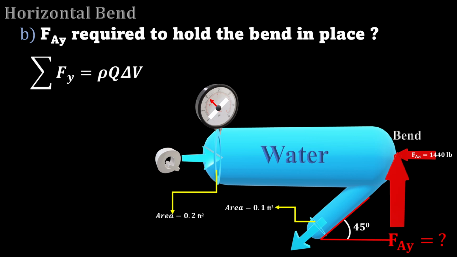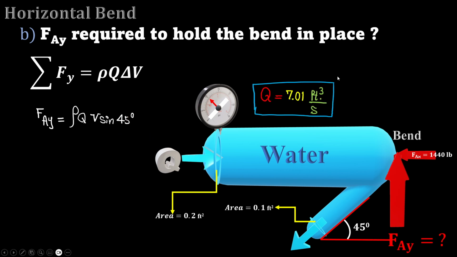So just flip the arrow. The summation of forces in the y direction is equal to rho Q delta V, but this time in the vertical direction. If you jot down the equation for that part, F sub Ay, because that's the only force applied, equals density times discharge times the only velocity in the y direction, V2 sine of 45. We have our Q, and F Ay is equal to rho A V squared, if we replace Q by A V, then sine of 45 degrees.